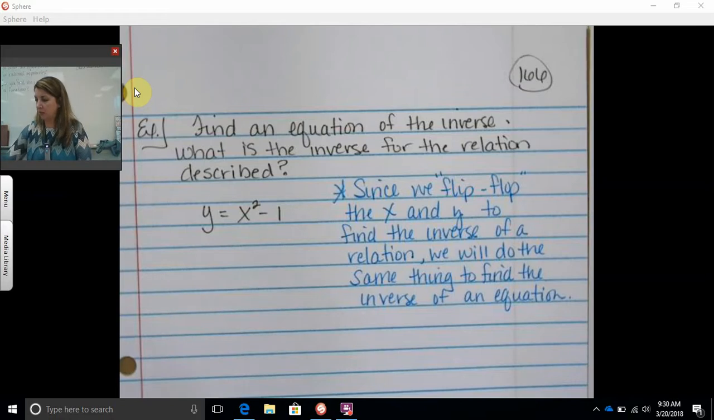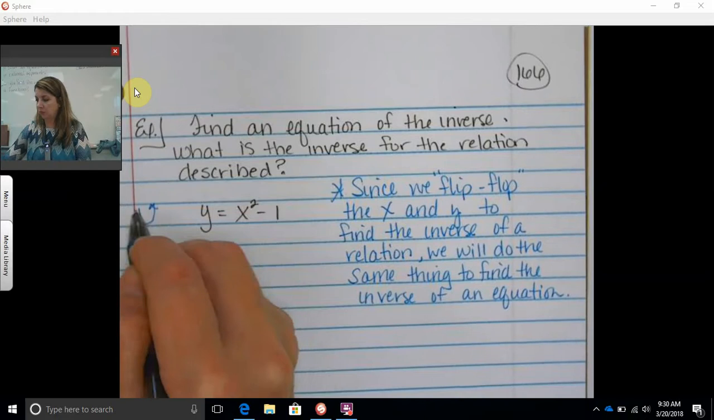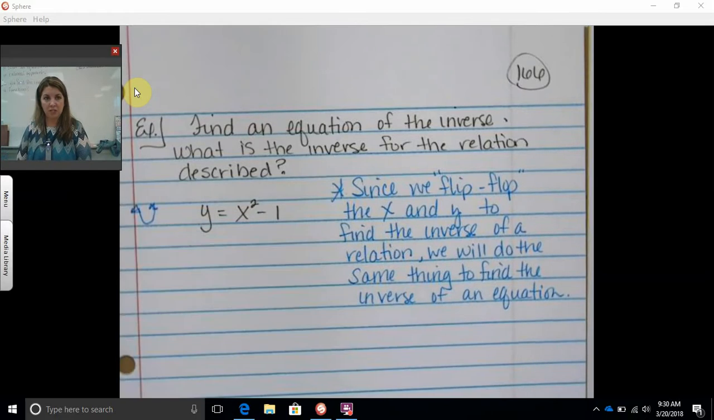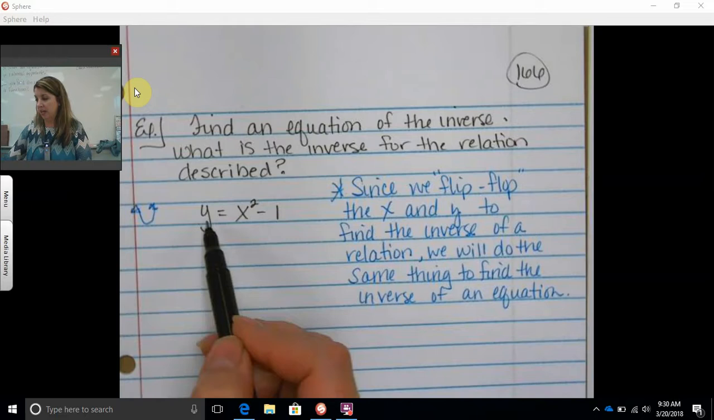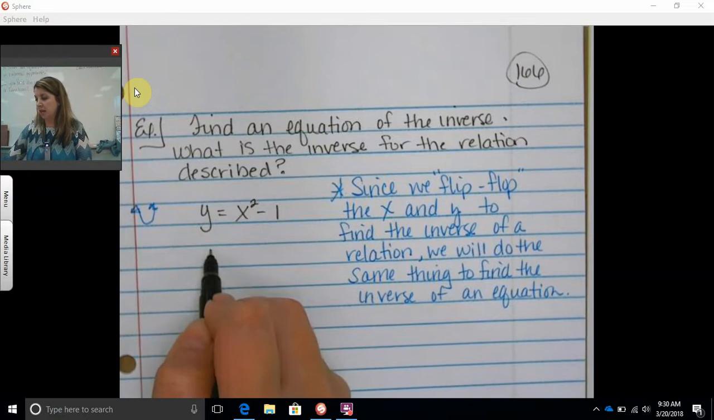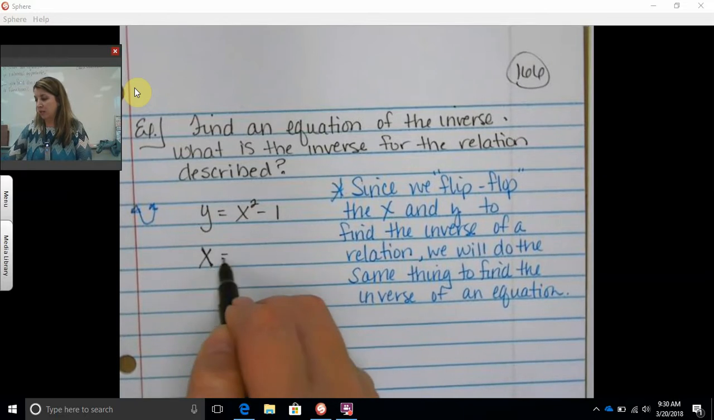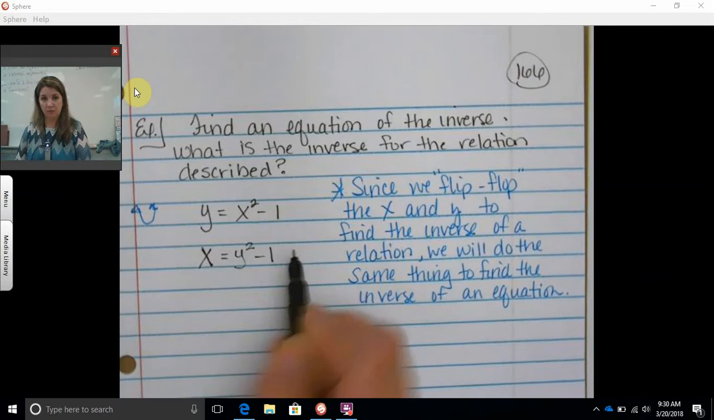Going to look like this. Right? Function. Quadratics are always functions. But we don't know if the inverse is going to be a function. But we're going to find out. So wherever I see an x, I'll put a y. Wherever I see a y, I'll put an x. So this will become x equals y squared minus 1.